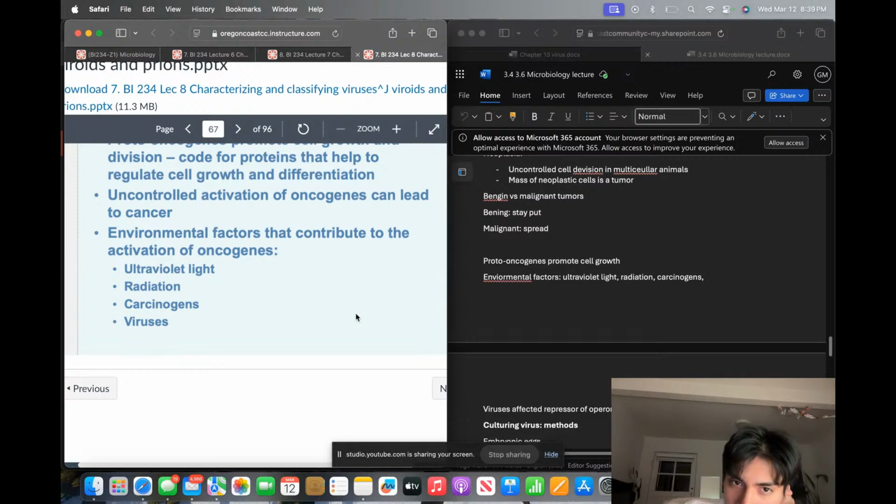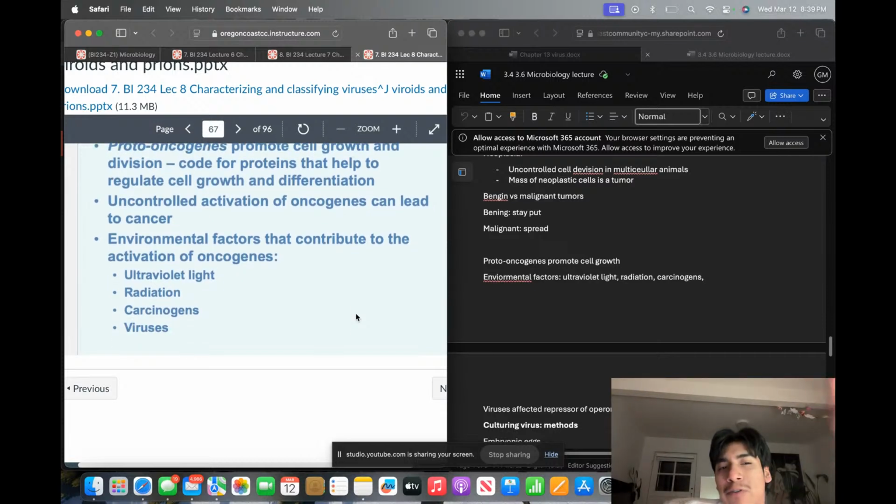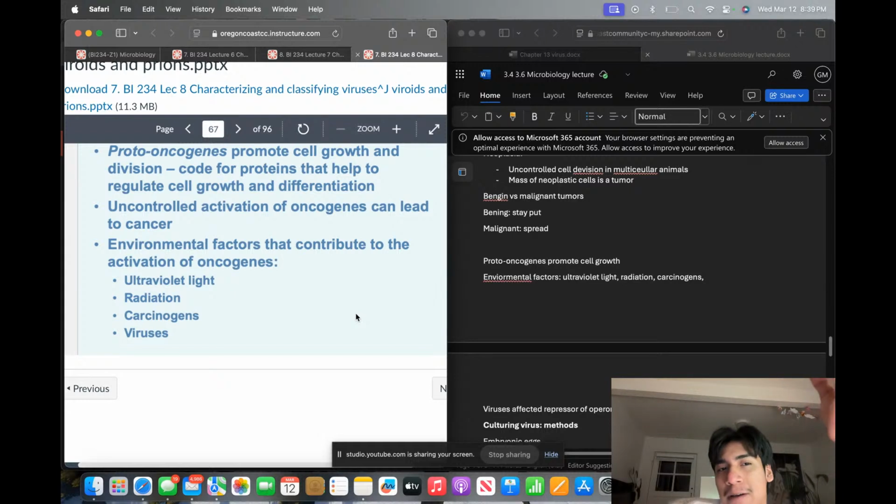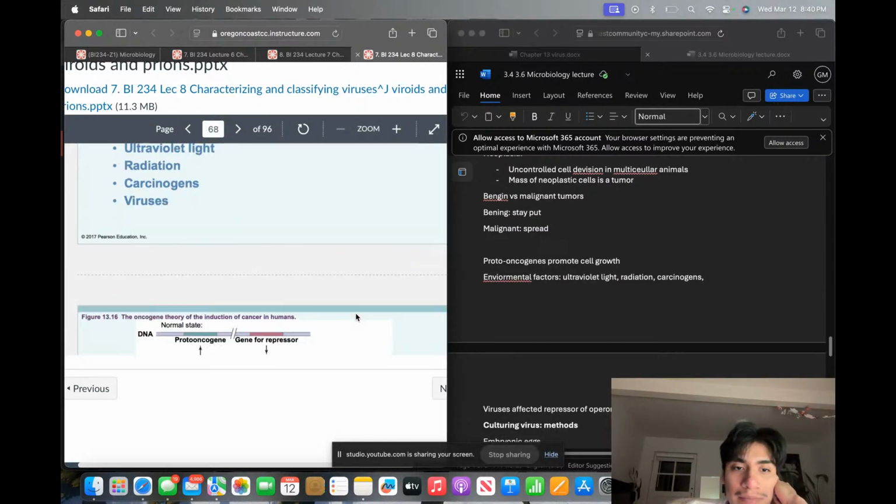Environmental factors that contribute to activation of oncogenes: ultraviolet light radiation, carcinogens, and viruses. And so how is ultraviolet light radiation actually making the proto-oncogene go more? Wouldn't it be inhibiting it? You've got to think also about the inhibitor. There are inhibitors on our genes. Remember from the operon, if that inhibitor is damaged, then there is no inhibitor, and then obviously this proto-oncogene can run rampant.